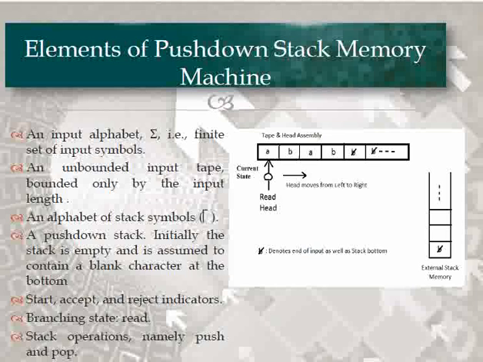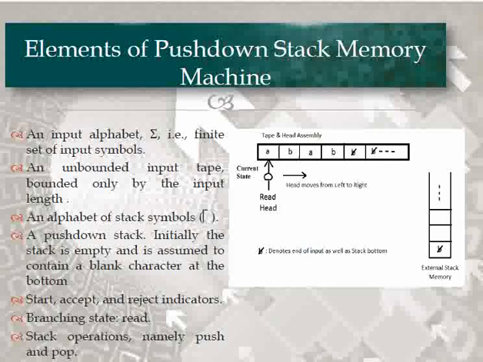So a PDA, or push down stack memory machine, can accept or recognize context free languages as well as regular languages. So we can say that a push down stack memory machine is a finite state machine with an external memory. Now, what does this push down stack memory machine contain?